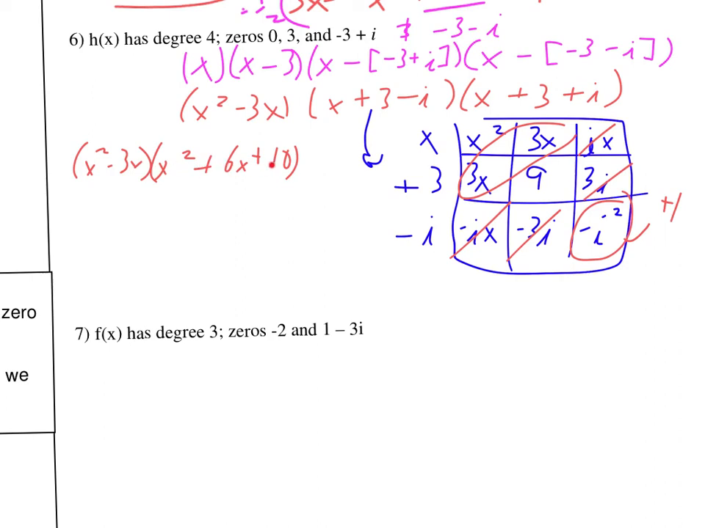If you were to try to factor x squared plus 6x plus 10, it would not factor. If you use the quadratic formula, guess what you would get? You would get -3 plus or minus i. You would get back to here. We're not going to do that, though, because we're trying to expand here.